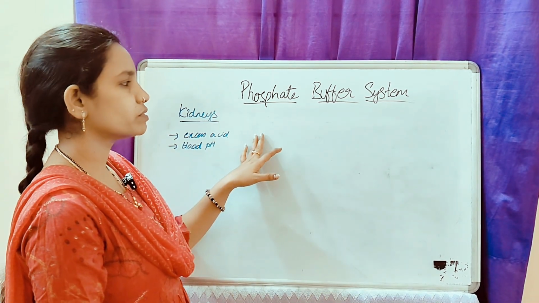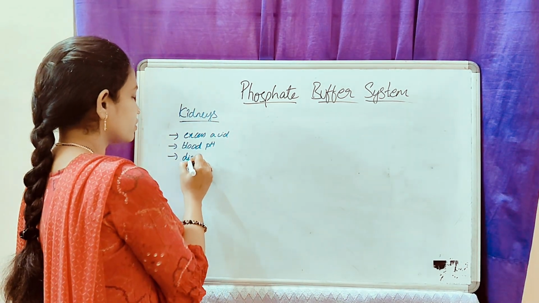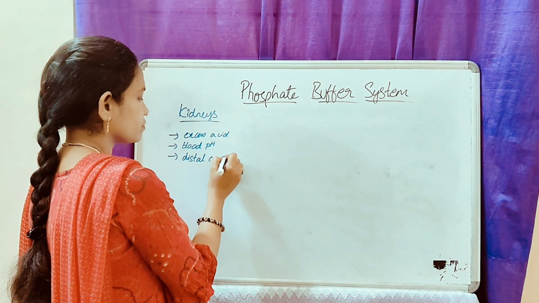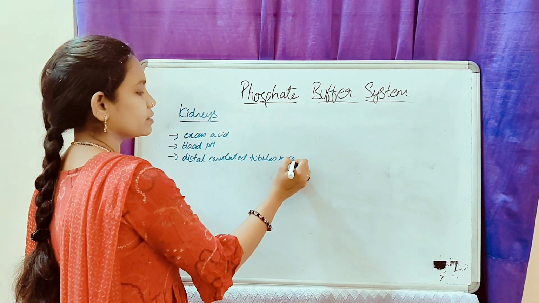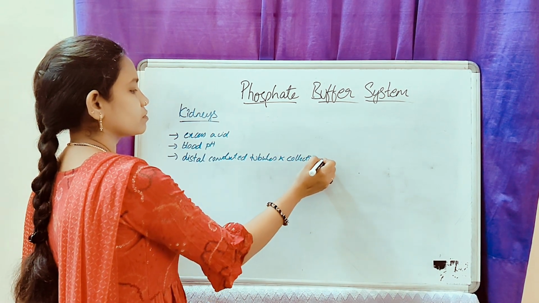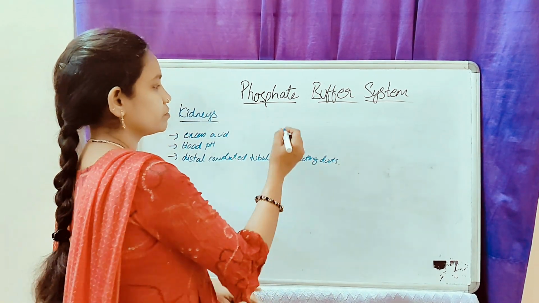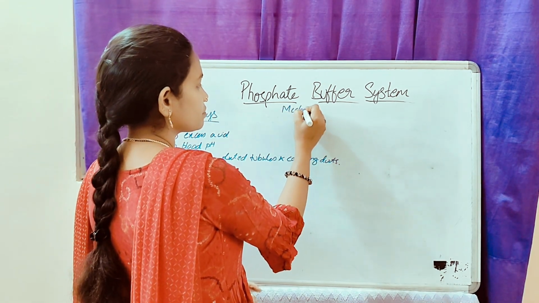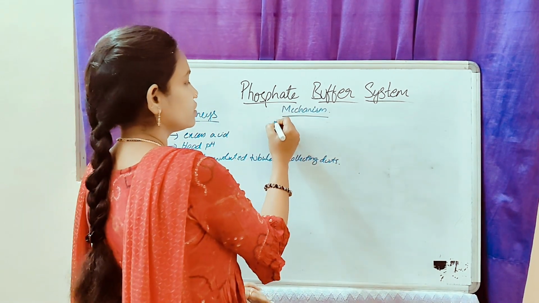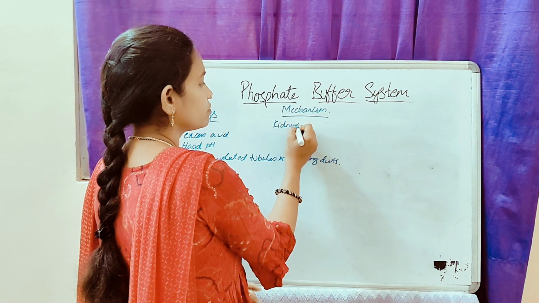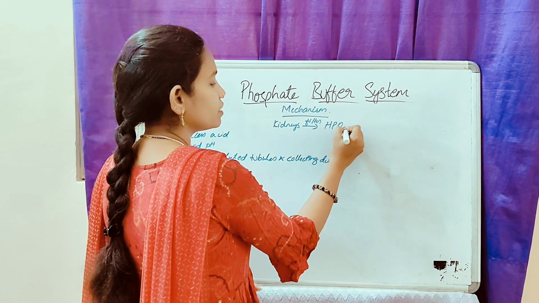Here the phosphate buffer system mainly works inside the kidney tubules, especially in the distal convoluted tubules and collecting ducts. Now let's see the mechanism. First, the kidneys will filter monohydrogen phosphate from the blood.